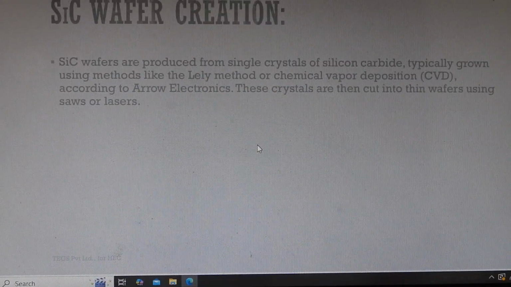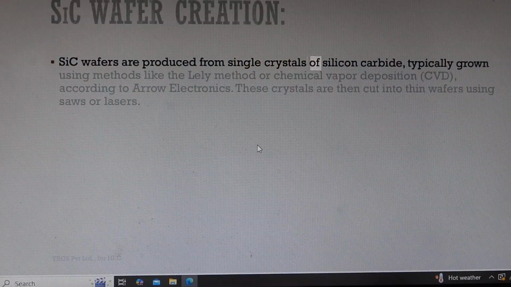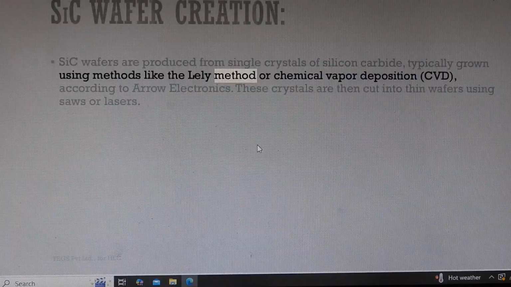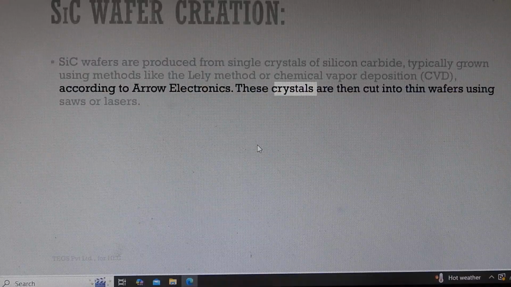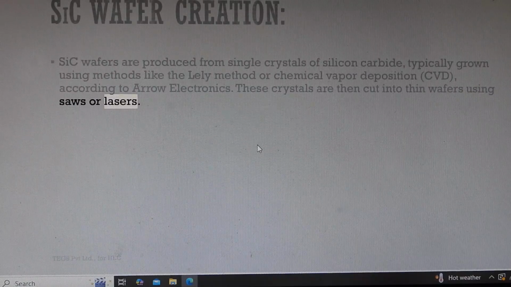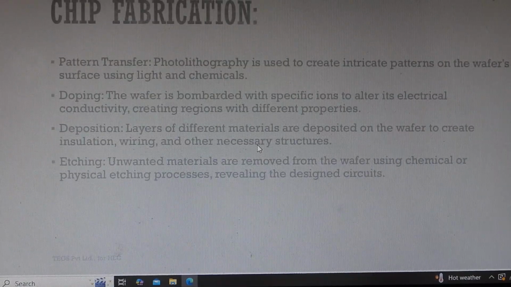SiC wafer creation. SiC wafers are produced from single crystals of silicon carbide, typically grown using methods like the Lely method or chemical vapor deposition (CVD), according to Arrow Electronics. These crystals are then cut into thin wafers using saws or lasers. Crystal structure of SiC. Chip fabrication.